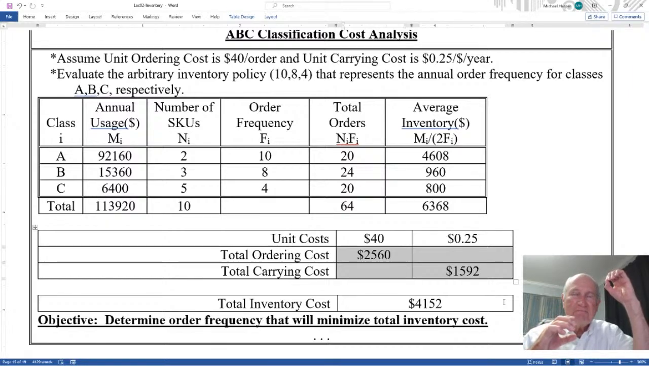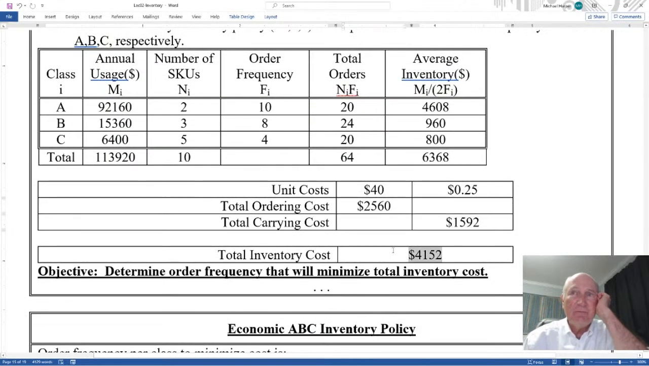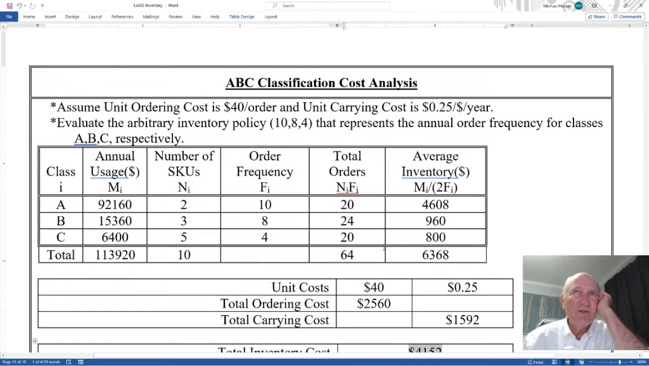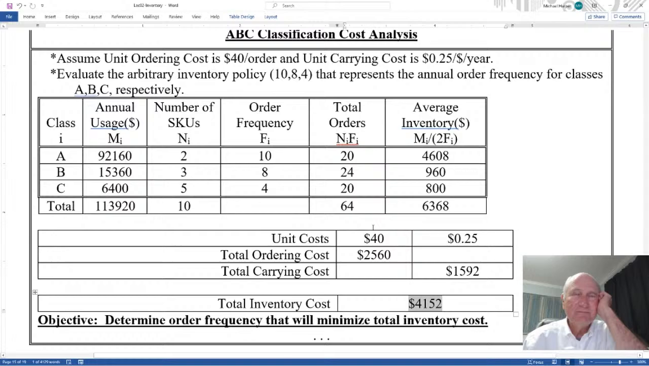Then if I want EOQ, I want those costs to be equal. So my objective, and that will be a minimum, is determining my order frequency, determining those 3 numbers that will minimize my total inventory cost. So I'm combining my total EOQ with my ABC classification.